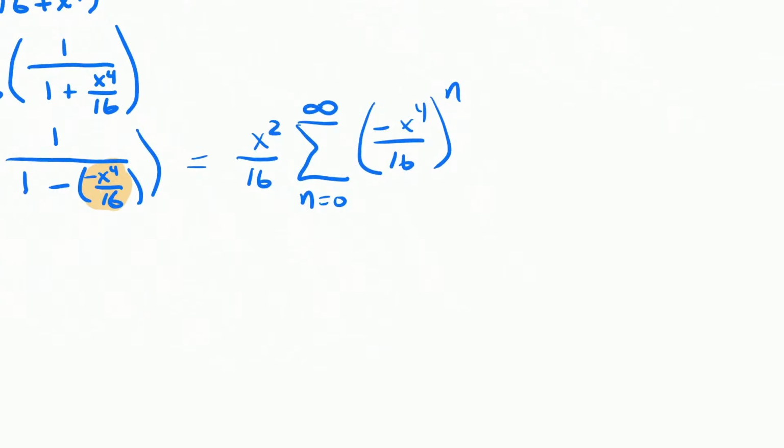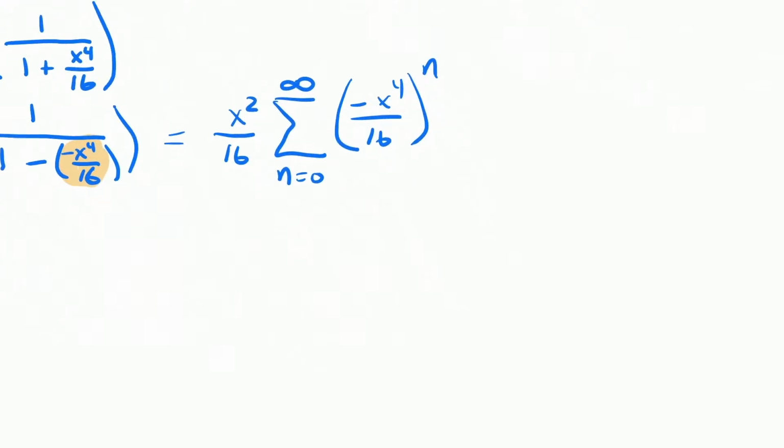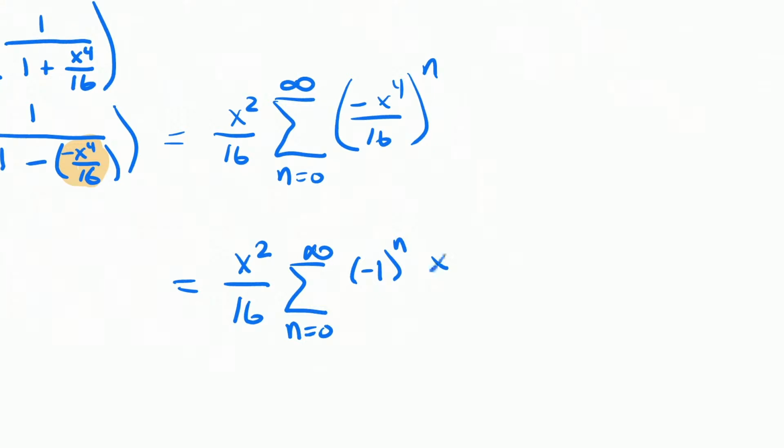You want to get the x by itself and all the coefficients by themselves. So here's what I would suggest. Take this summation and write it like this: -1 to the n times x to the 4n over 16 to the n. Okay, so there's the bare minimum to make me happy, but this still doesn't make the book happy, does it?